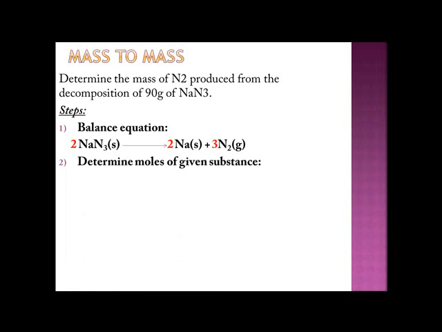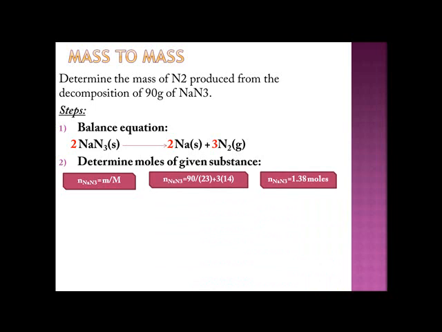We get the moles of the given substance by dividing the mass given by the molar mass of the given substance. We have the mass of NaN3 is 90 grams, so we'll divide 90 grams by the molar mass, which is 23 plus 3 times 14. The answer will be 1.38 moles.